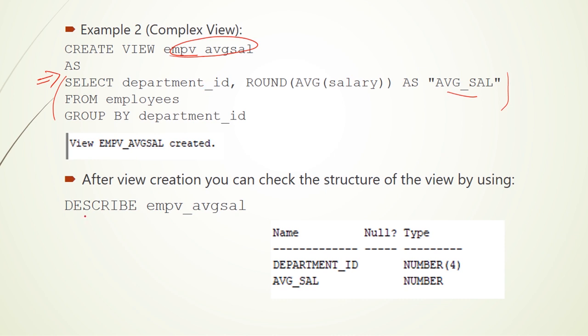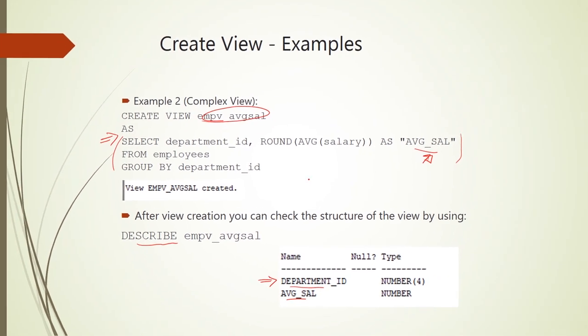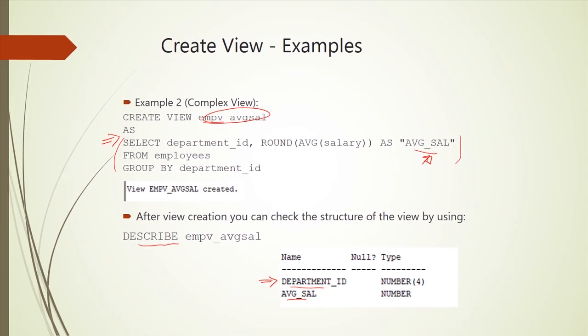We can also use describe to view the structure of the view. Here the view contains 2 columns, department ID and the average salary, which is the alias in this case. So in these 2 examples, we learned how to create a view.